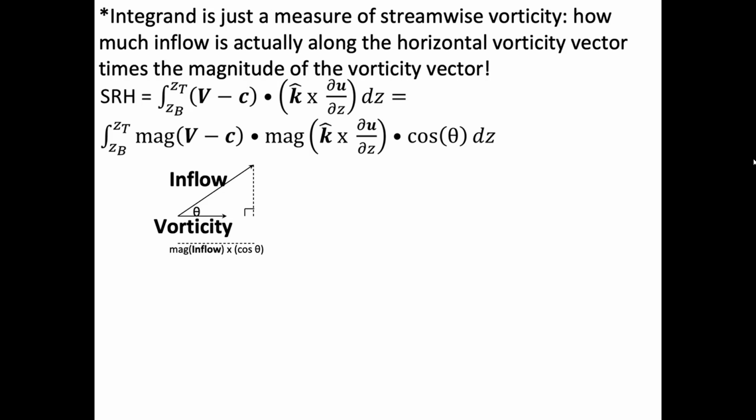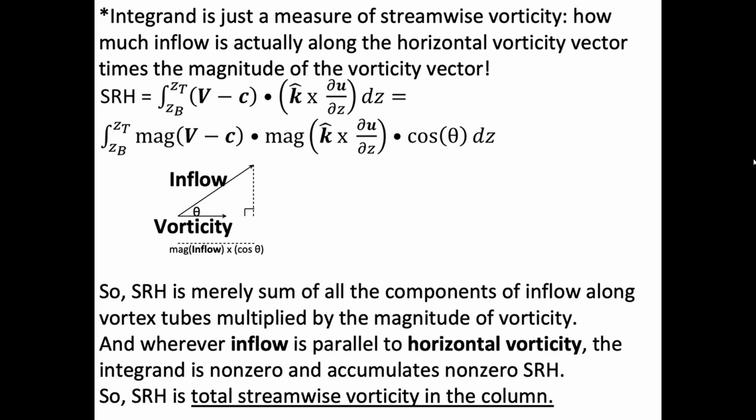So in this particular case, we have a vorticity vector from west to east and an inflow vector from southwest to northeast with an angle theta between the two vectors. The component of the inflow along the slinkies, along the vorticity vectors, is computed by taking a dot product, as you can see here. So the storm relative helicity is just merely the sum of all of the components of the inflow along the vortex tubes multiplied by the magnitude of the vorticity.